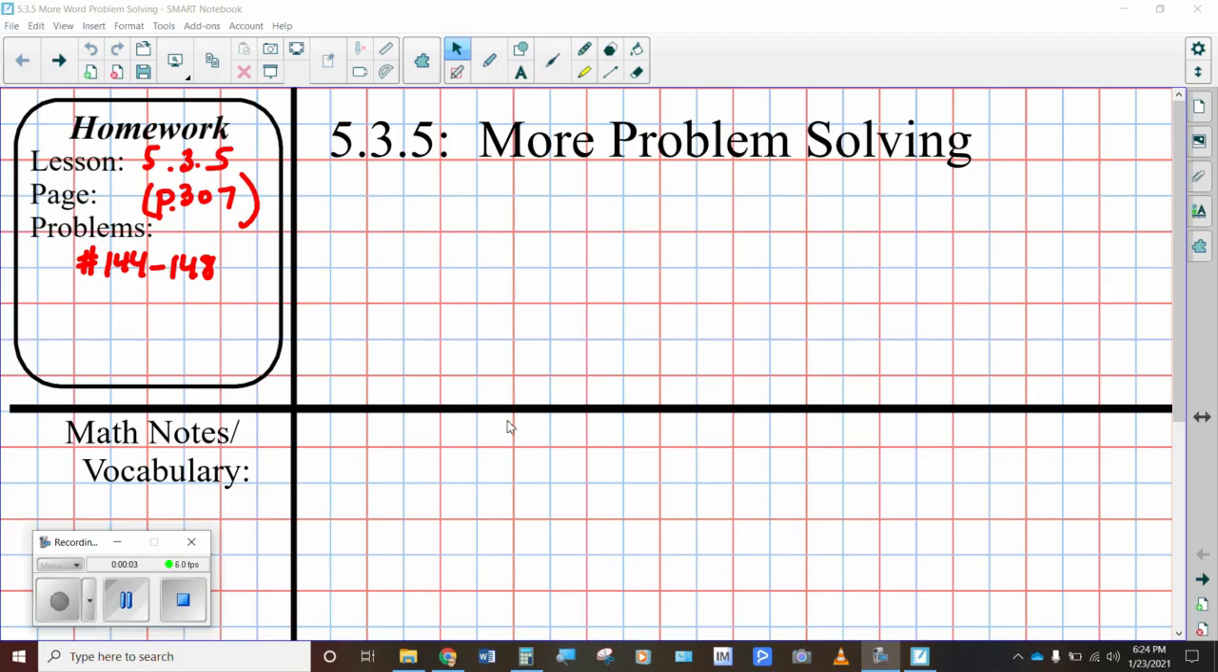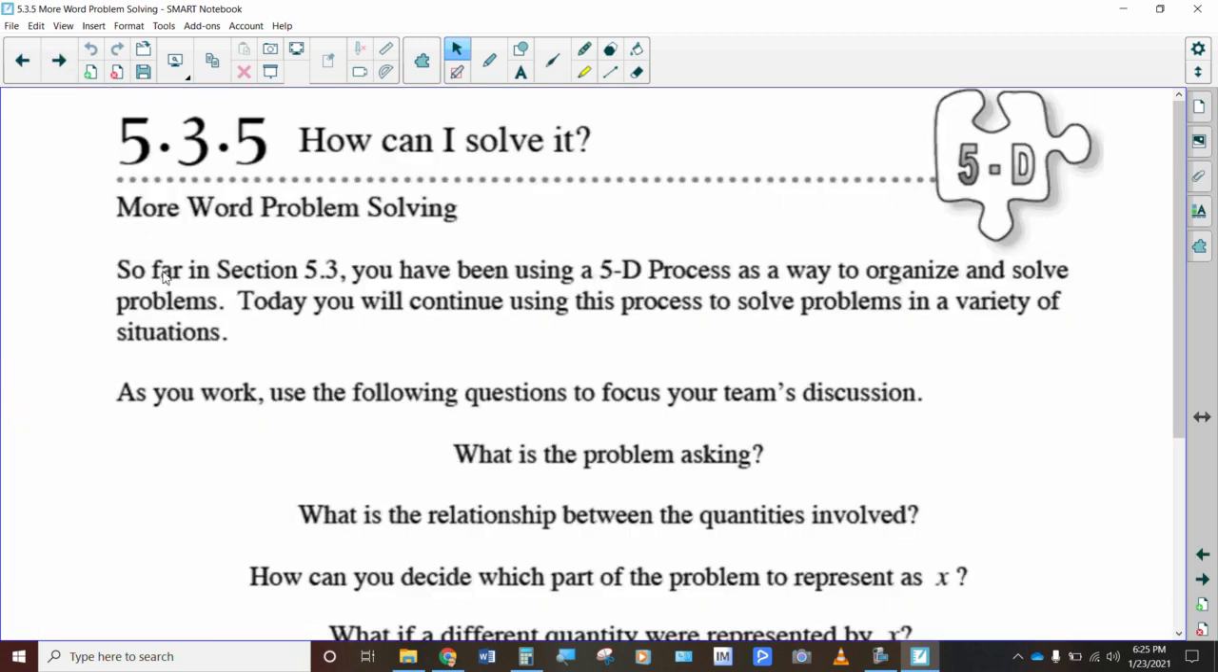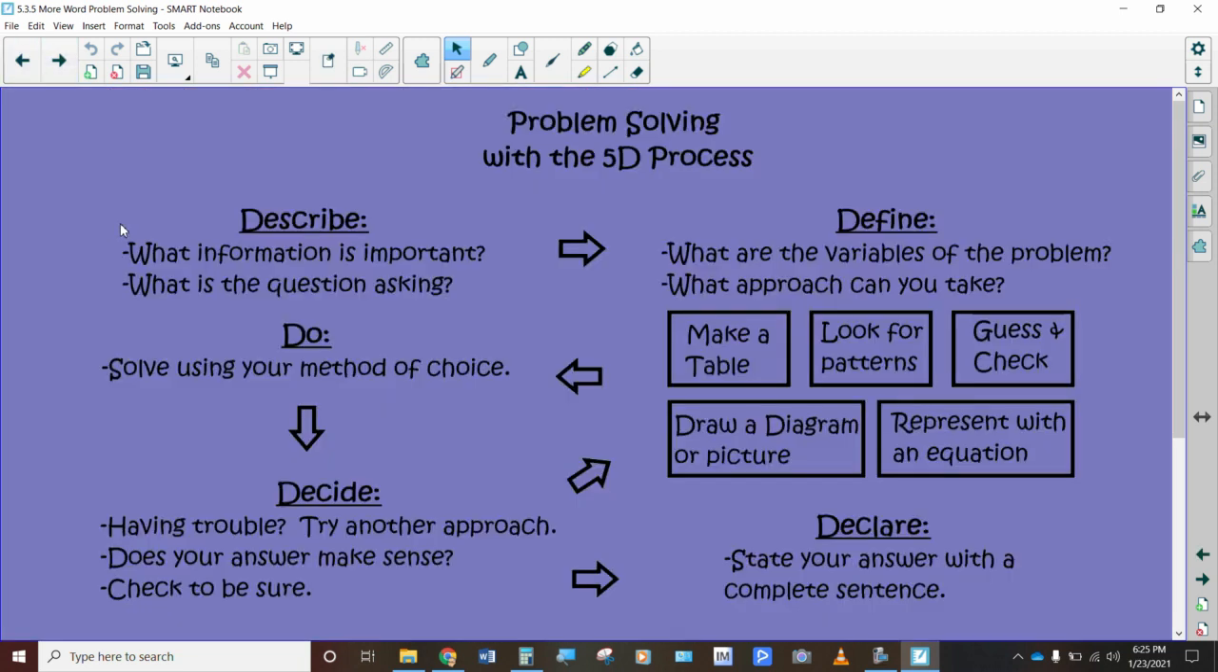Alrighty, this is our last lesson of chapter 5. It's called More Problem Solving, and this is where we are going to just read through some word problems. We're going to pull out the essential information, define our variables, set up our equations, and solve. So let's just get to it. We know what we're doing.